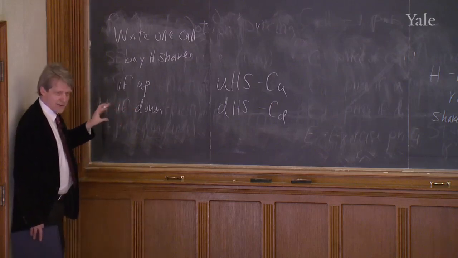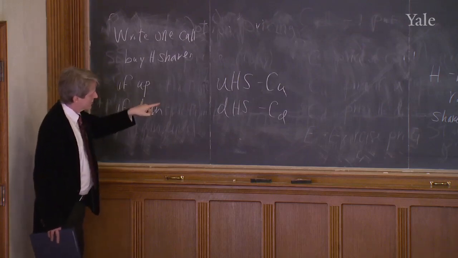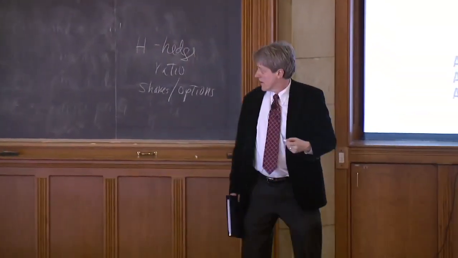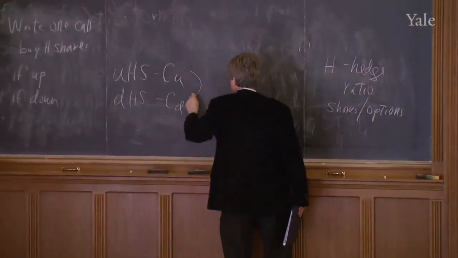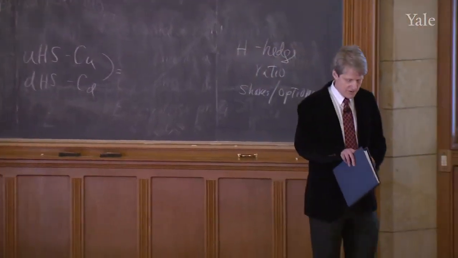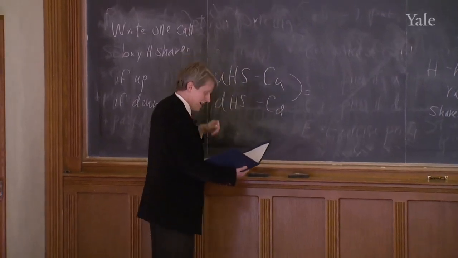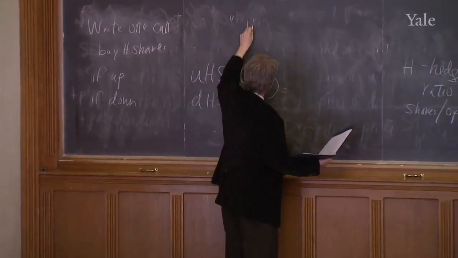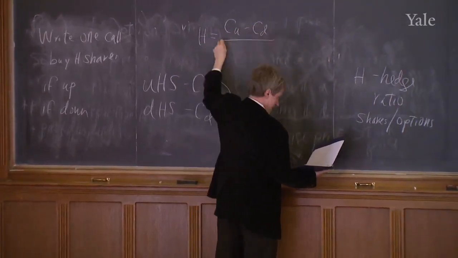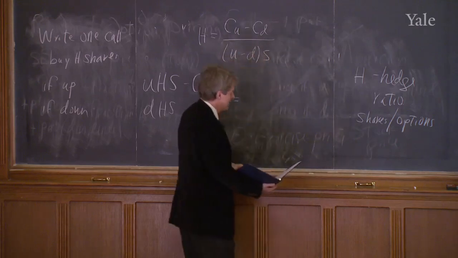Now what I want to do is eliminate all risk. So that means I want to choose H so that these two numbers are the same. And if I do that, I've got a riskless investment. All right? So set these equal to each other, and that implies something about H. We can derive what H is. If I just put these two equal to each other and solve for H, I get H equals C sub U minus C sub D, all over U minus D, times S. Okay?